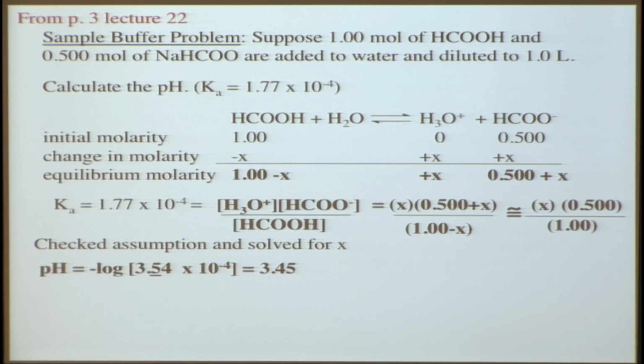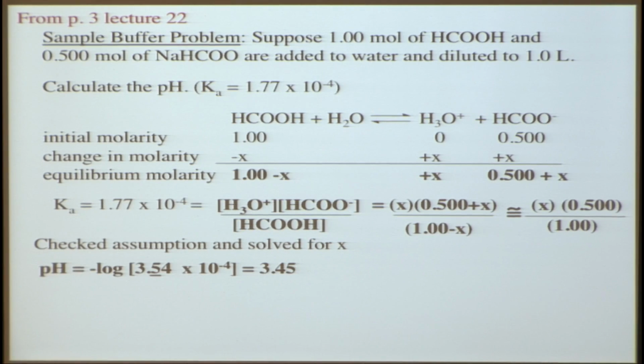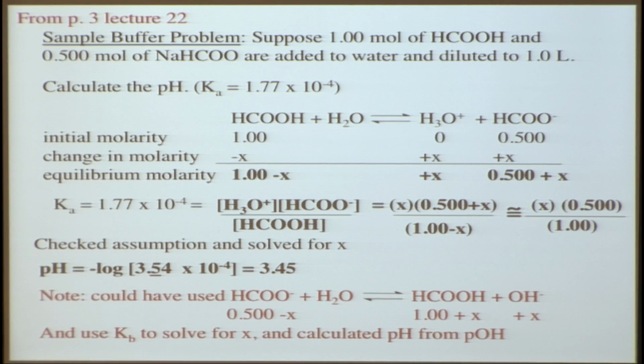And the answer is yes, we are writing this as a problem of acid in water because we can use the Ka. But we could have also written it the other way, and this is not in your notes, but I just want to let you know, the weak base in water could be written that way, forming a conjugate acid and hydroxide ions. And so then it would be 0.5 minus x and 1 plus x and x. Use Kb then, because it's a base in water, to solve for x and calculate pH from pOH.